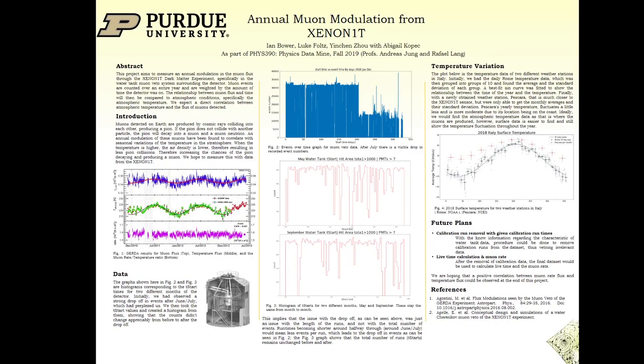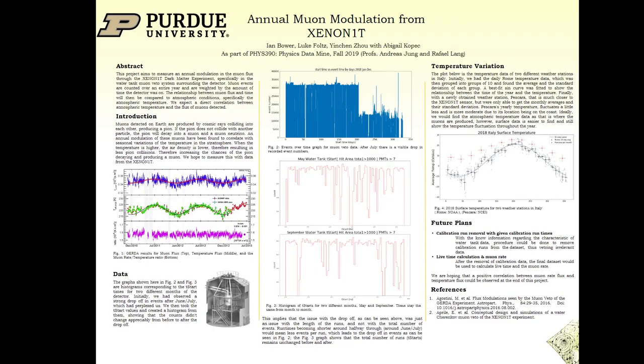We then obtained a new weather station, Pescara, that is much closer to the XENON1T experiment, but we were only able to get the monthly average and their standard deviation. Pescara data are shown in the graph by red data points in Figure 4. Pescara's yearly temperature fluctuates a little less and is more moderate due to its location on the coast. For future planning, there are 2 objectives we would like to achieve: calibration run removal and detector lifetime calculation.